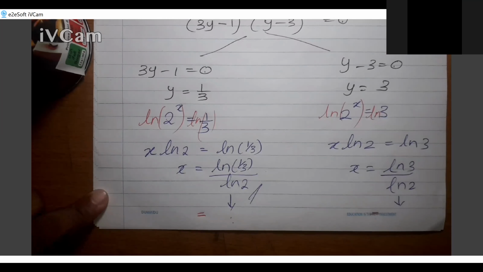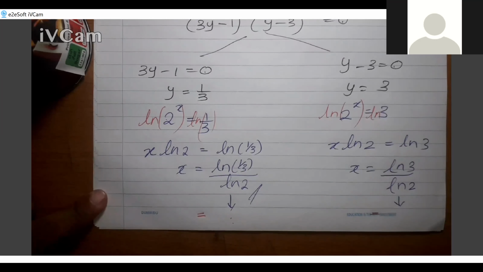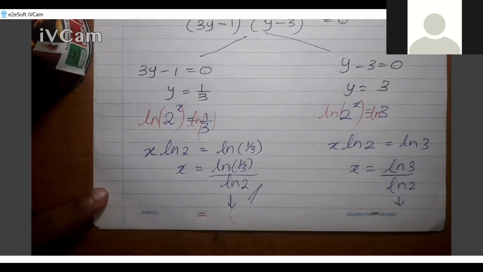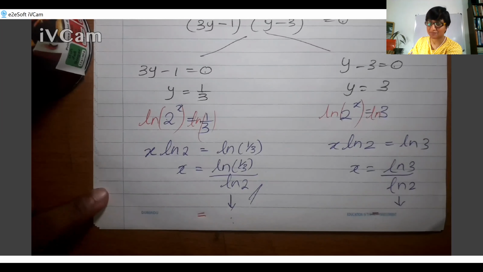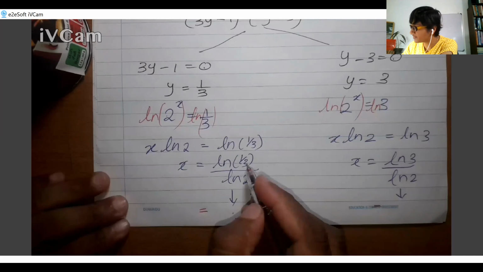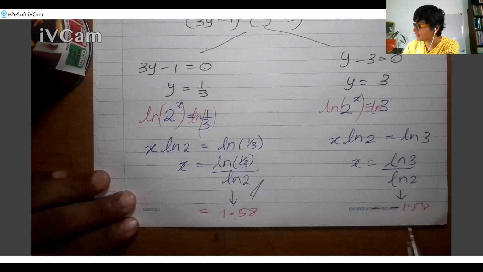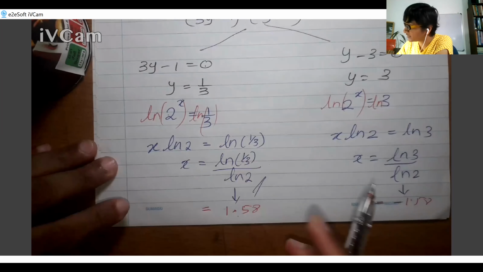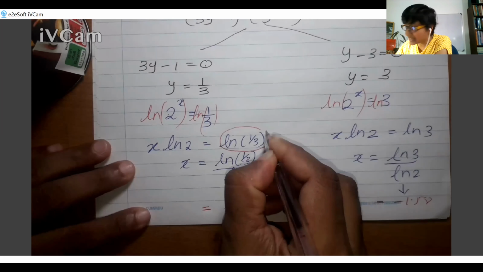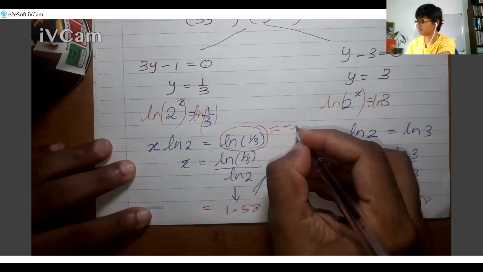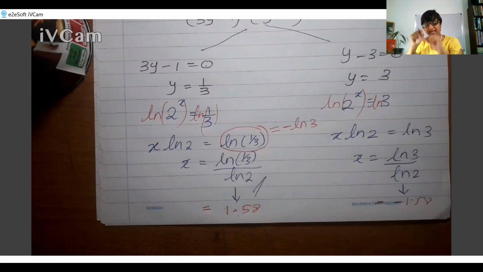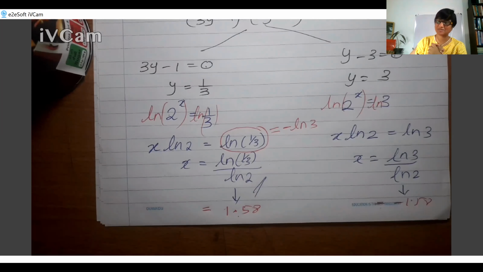Miss, I don't understand how ln 1 over 3 is equal to ln 3. Yeah, I had the same thing too. What? ln 1 over 3 is equal to ln 3. But just the sign. Okay, remember this? You're wondering how you get the same answer. Let me show you. Ln 1 over 3 is same as negative ln 3. How? Because 1 over 3 you can write as 3 to the power of minus 1, and then the minus 1 comes in front. Nice, right?